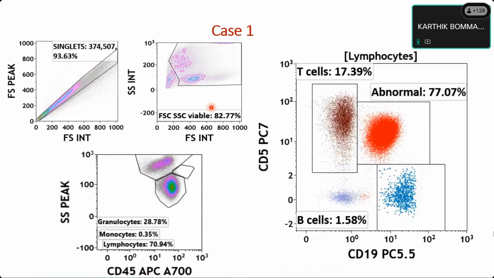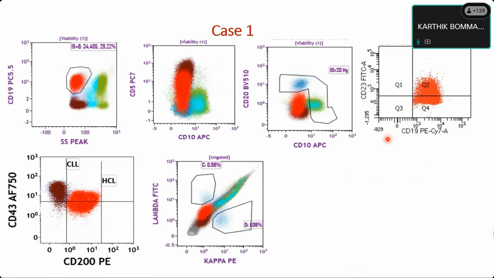So there are 82% viable cells in the peripheral blood. These are 70% lymphocytes and around 30% granulocytes. These are the plots which are shared, and these abnormal cells are in red color. Among the lymphocytes, 77% cells are CD19 positive and CD5 positive.